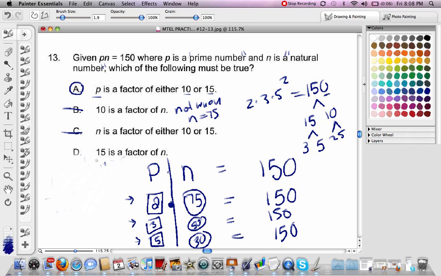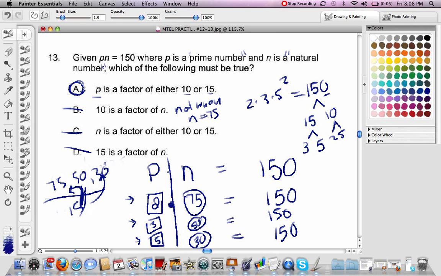And lastly, D: 15 is a factor of N. Well, 75, 50, or 30. 15, yes, it is a factor of 30, and it is a factor of 75, but it is not a factor of 50. So I get to cross out D as well.